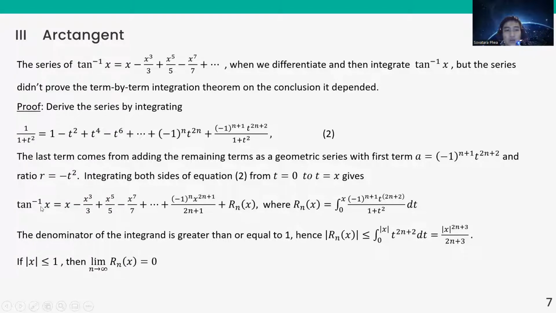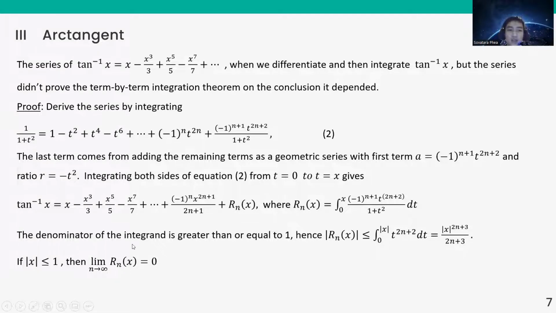it gives the series of arctangent x equal to x minus x^3 over 3 plus x^5 over 5 minus x^7 over 7 plus, until (-1)^n x^(2n+1) over (2n+1), plus R_n(x), where R_n(x) equal to the integral from 0 to x of (-1)^(n+1) t^(2n+2) over 1 plus t squared.